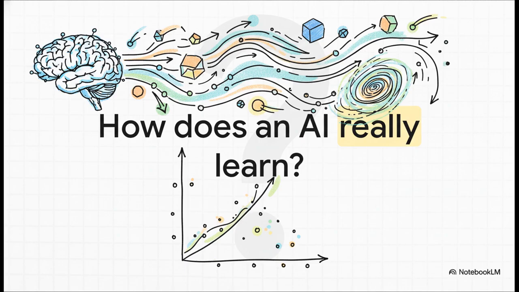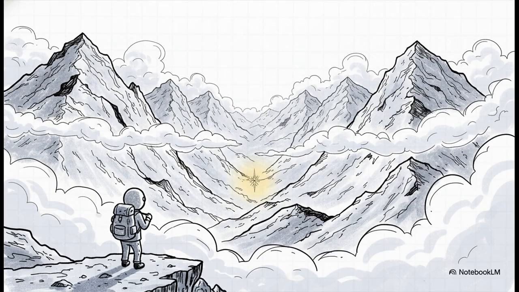What does it even mean for an AI to learn? I mean, it's way more than just crunching numbers. It's about navigating a space that is almost unimaginably complex. All right, here's the best way to picture it. Imagine you're a hiker, and you've been dropped into this colossal, fog-covered mountain range. Your one and only goal is to find the absolute lowest point, the bottom of the deepest valley. This whole mountain range is what data scientists call the loss landscape, and that deepest point represents the absolute best version of the AI model. The lower you go, the smaller the error and the smarter the model gets.